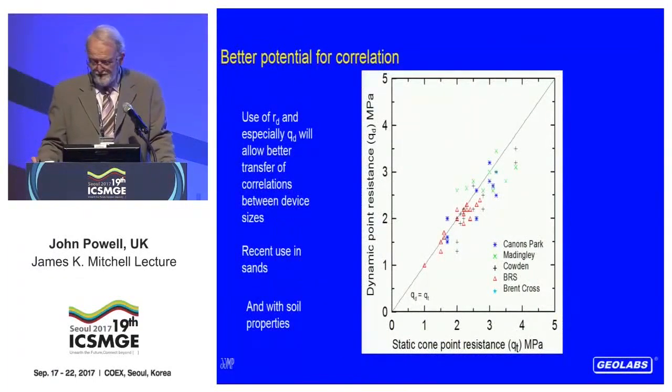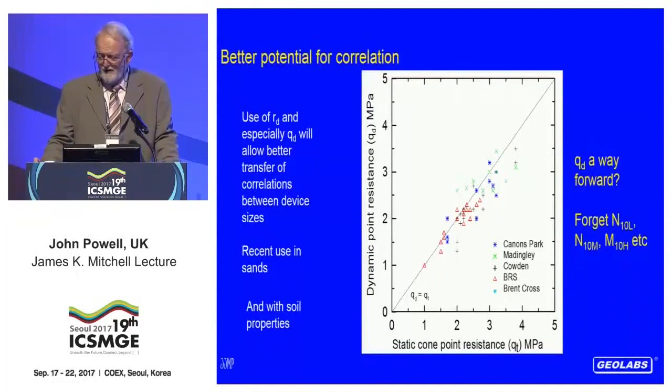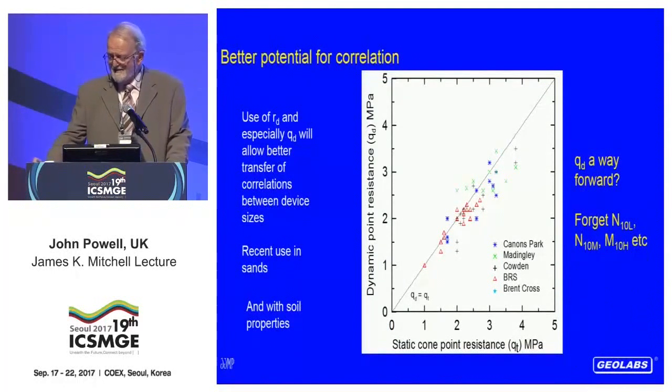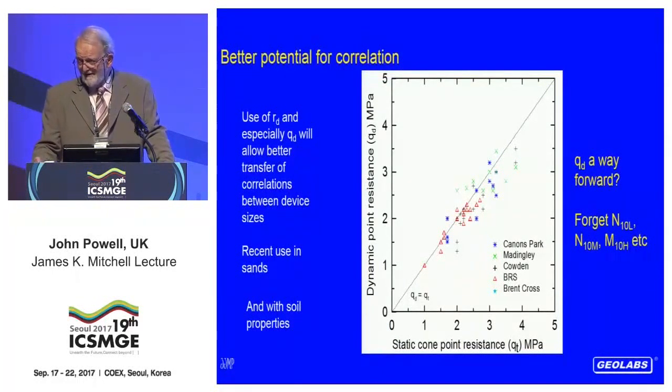And here's a very simple correlation between the cone resistance, QT, and QD. So this is a potential, a way forward for better interpretation of dynamic probing. It's a way forward. Shall we do away with N10L, N10M, and that should say N10H, not M.